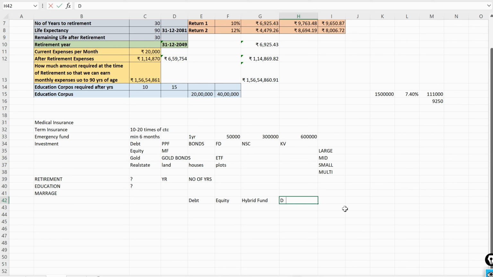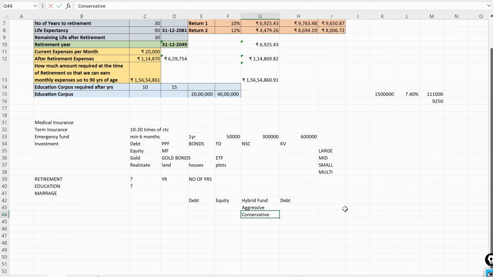and debt fund. Okay, in debt fund we will get a maximum of 7 to 8% return. In hybrid fund we can get near about 14 to 15% return also. So in hybrid fund we can go with aggressive hybrid and conservative hybrid. That depends upon the risk factor of the person.